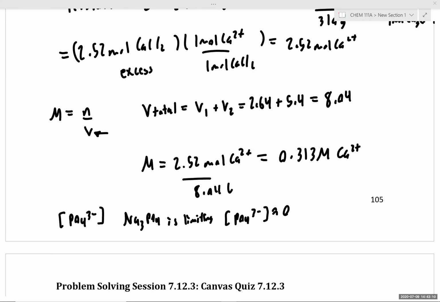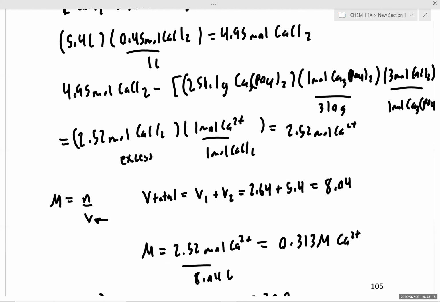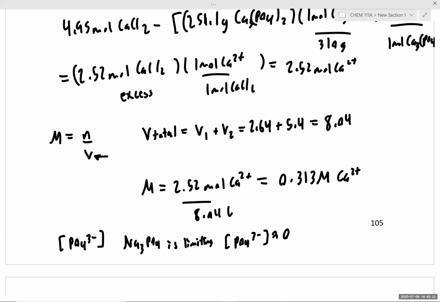Does this example make sense to everyone? Does the idea behind this example make sense? The only thing new is that now instead of calculating the mass of excess reactant, we calculated the moles of excess reactant and used the total volume to calculate the final molarity. Does this example make sense? Any questions on this example?